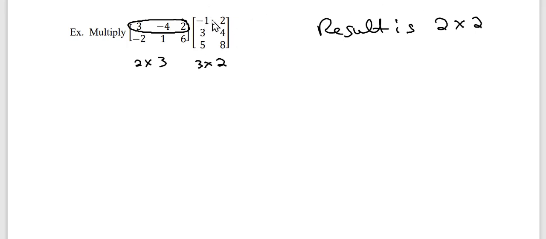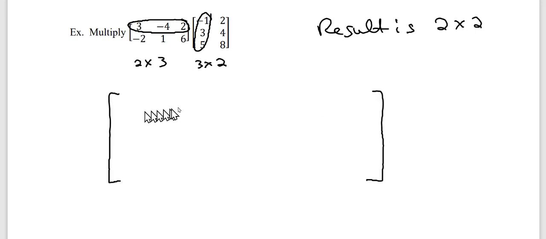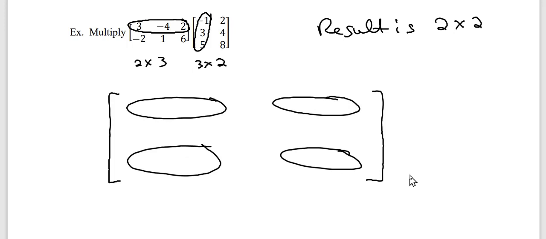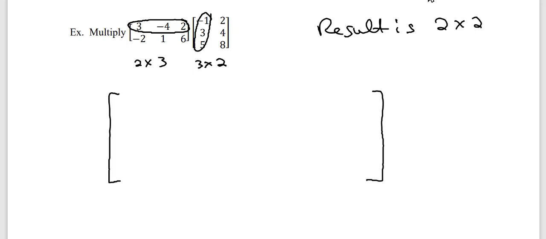So let's do this. We know we're going to be 2 by 2. I'm going to leave us plenty of space here. We're going to have an entry here, here, here, and here. We have 2 by 2. Let's figure out what those entries are. 3 times -1 plus -4 times 3 plus 2 times 5 is multiplying that first row by the first column.